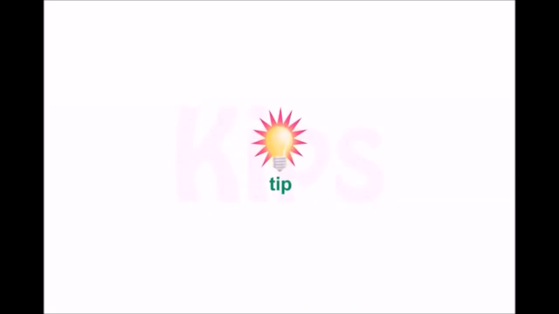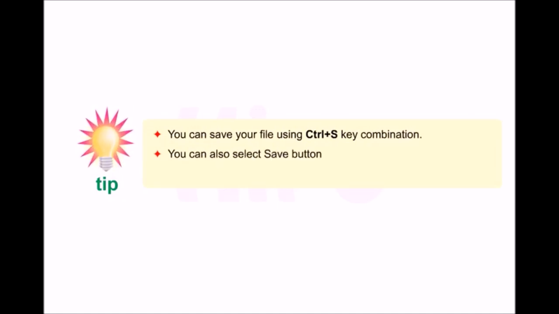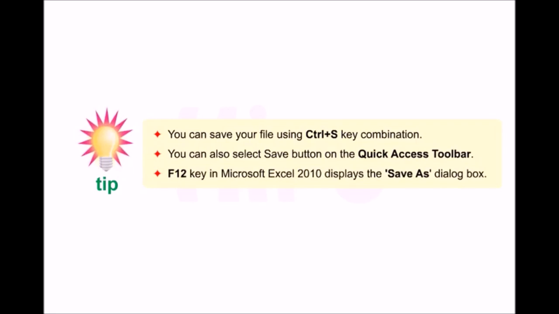Okay students, now let me give you some important tips. You can save your file using the Ctrl+S key combination. You can also select the Save button on the Quick Access toolbar. The F12 key in Microsoft Excel 2010 displays the Save As dialog box.